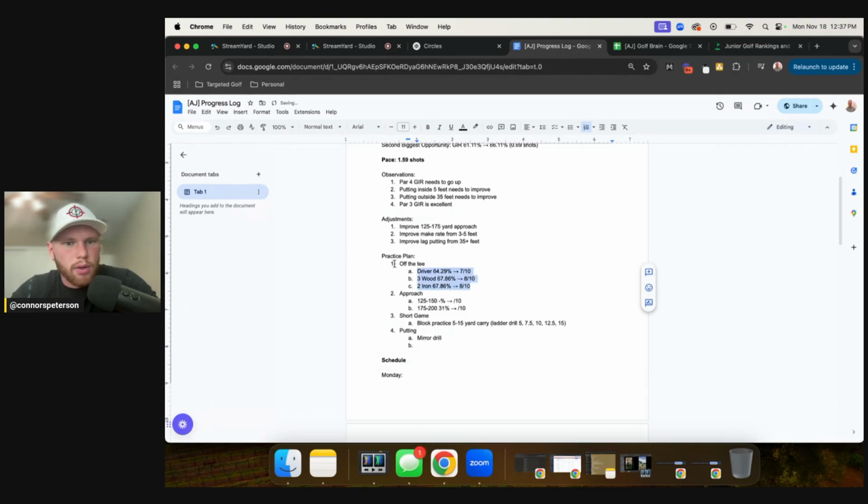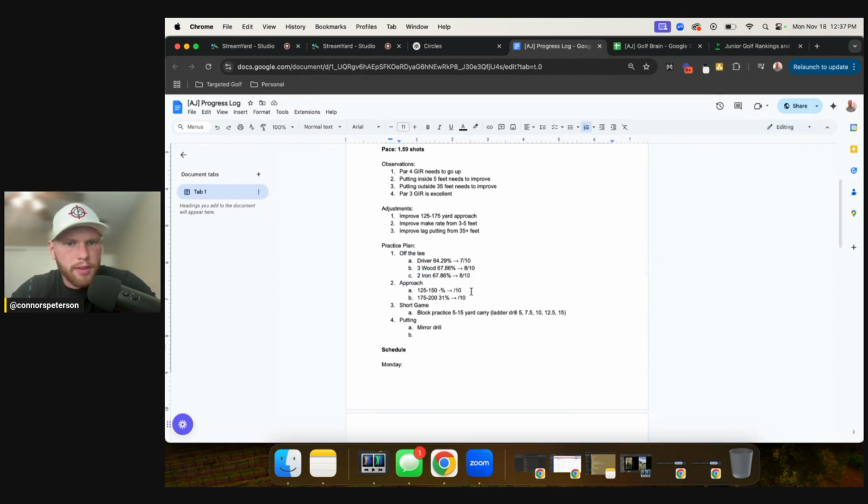And that's going to form our off the tee section here. For the approach shots, we're going to break this into about 125, probably 135, 150 yards, somewhere in that ballpark. We're going to do that for 175, 185, and then 200 yards.